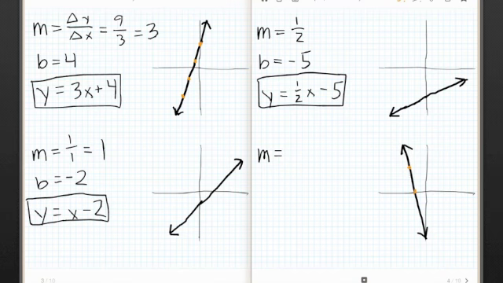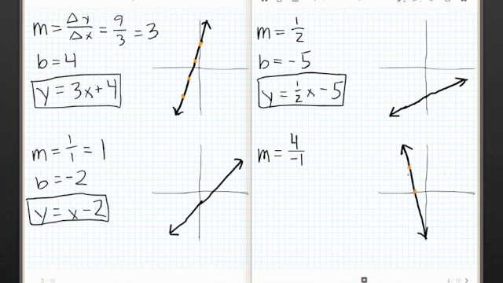Okay, so now we see that when y goes up by 4, x changes by -1, because remember when we go to the left, the numbers get more negative. So y goes up by 4, x goes up by -1. So it's 4 over -1.